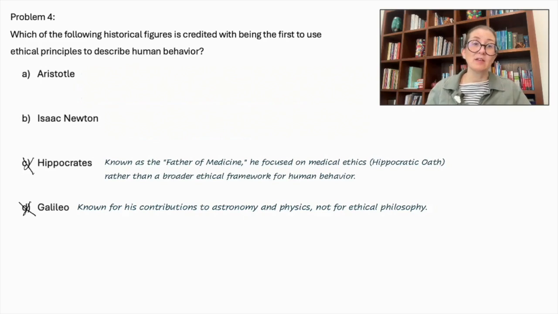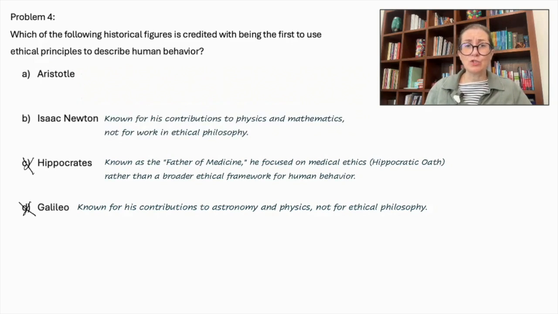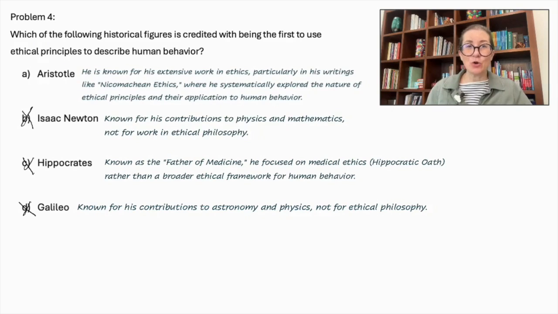Isaac Newton was known for his contributions to physics and mathematics and not for work in ethical philosophy at all, so that is incorrect. Aristotle. He is known for his extensive work in ethics, particularly in his writings like Nicomachean Ethics, where he systematically explored the nature of ethical principles and their application to human behavior. And so this is the correct answer.